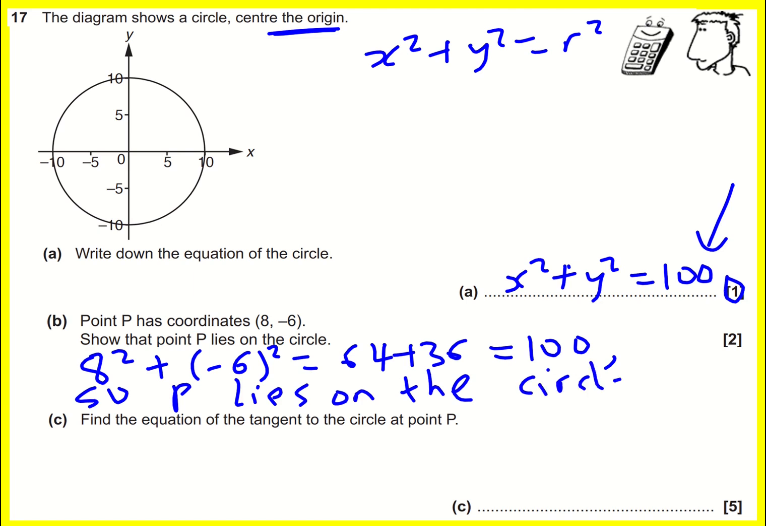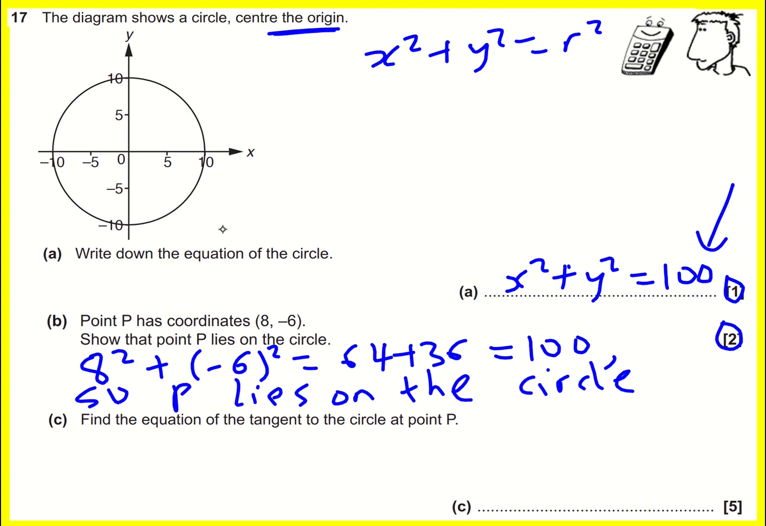That is enough. Another way you could do this is you could just take this equation, substitute in the x value, and find both y values that go with it. So when x is 8, you'll get y squared is 36, so y would be plus or minus 6, and P would be on it. I think that's just a little bit more complicated though and unnecessary. It's fine to just show that the equation is true.